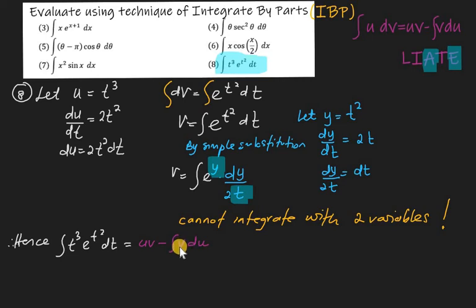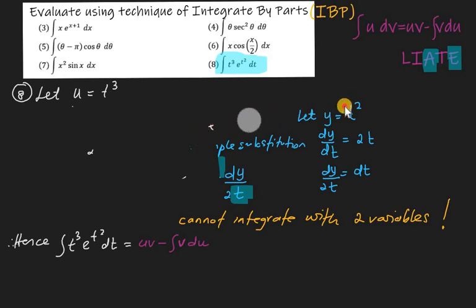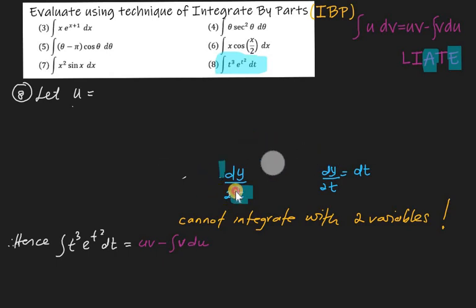So here we actually have to adjust a little bit. I'm going to erase all this. Let's redo it again. Our u being t cubed is not appropriate. Let's erase this and we'll try it again. Meaning our choice of u is wrong.